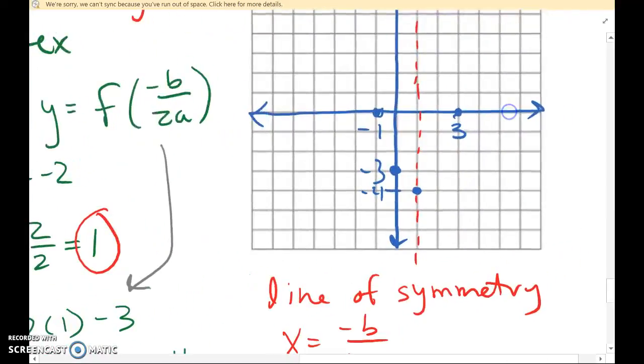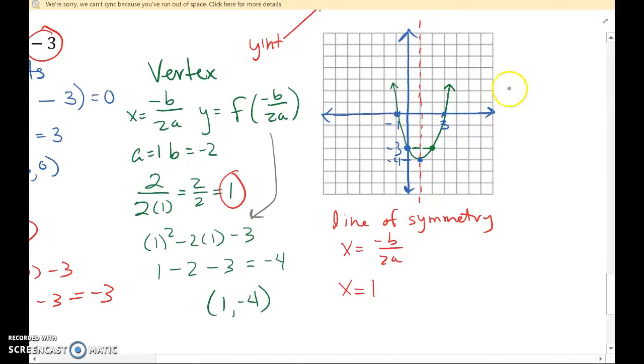And so I'm going to zoom in here on our graph. If you notice, right here is a distance of 1. So we also have a point a distance of 1 on the other side. And we can use that point to help us draw a nice U-shaped graph. And so there's a graph of our parabola.